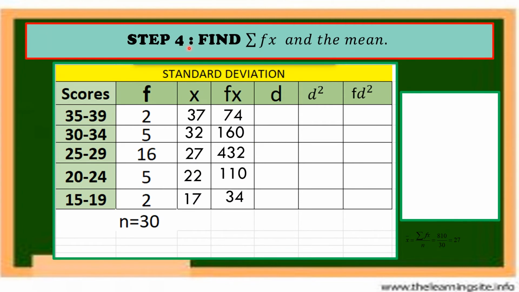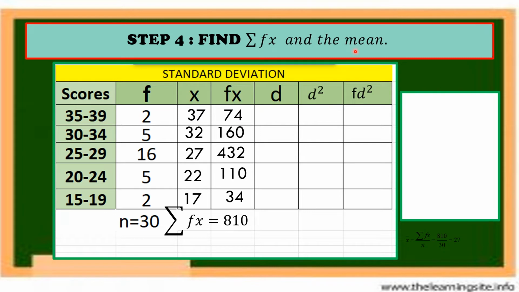Step number 4. Find summation of fx and the mean. How do we find summation of fx? We need to add 74 plus 160 plus 432 plus 110 plus 34, and the sum is summation of fx. Summation of fx is 810.